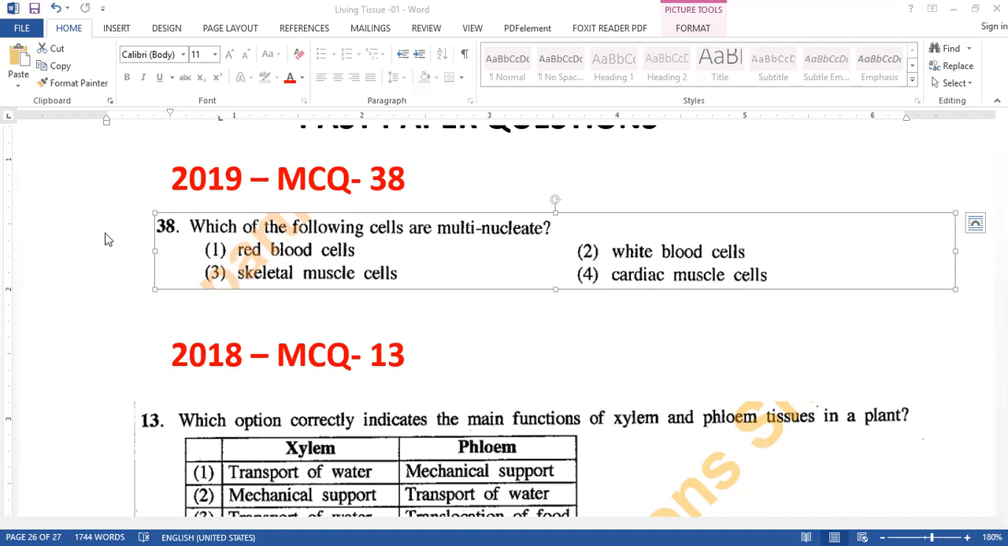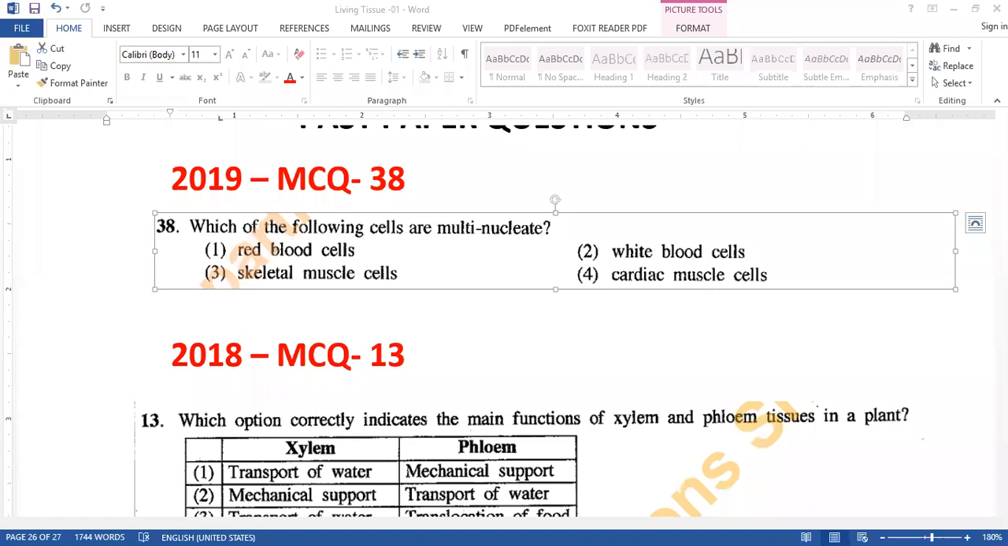So they are connecting this question based on those characteristics, which means they connect this question based on the properties. If you look at this 2019 MCQ number 38, which of the following cells are multinucleated? Red blood cells and white blood cells contain a single nucleus. At the same time, cardiac muscle cells also contain a uninucleated cell.